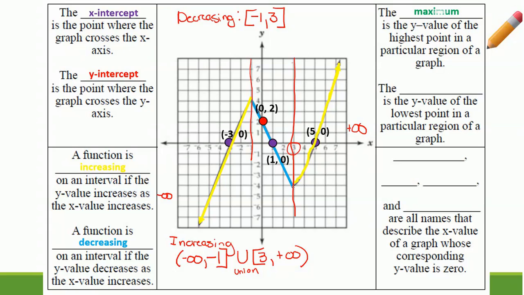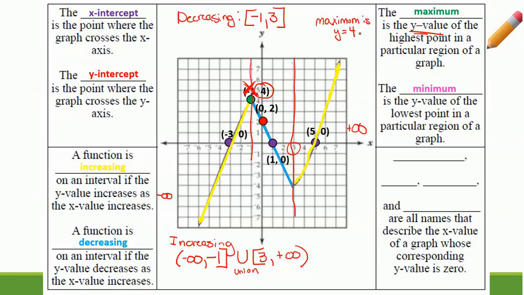Well, the maximum is the y value of the highest point in the particular region of a graph. So my max on this particular one would be the hill that I have right there. So my max on this graph is not the -1 because it's the y value, right? So my max would be at 4. So my maximum is y equals 4. Okay?